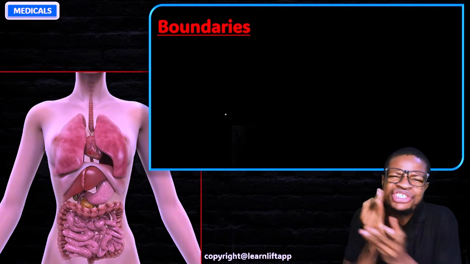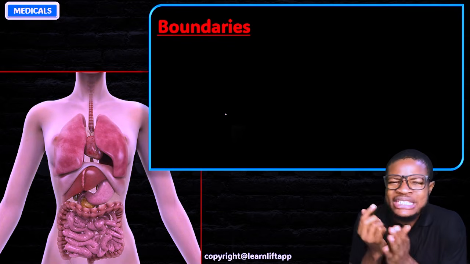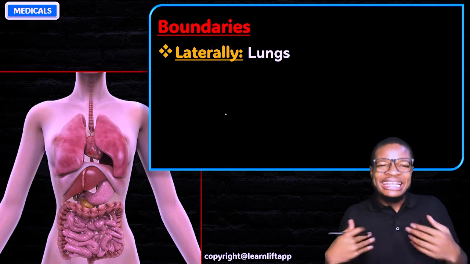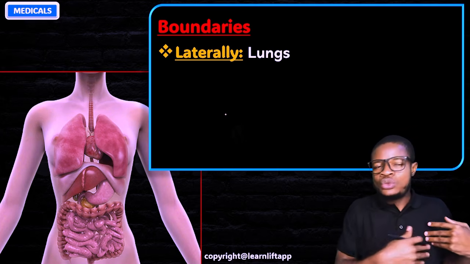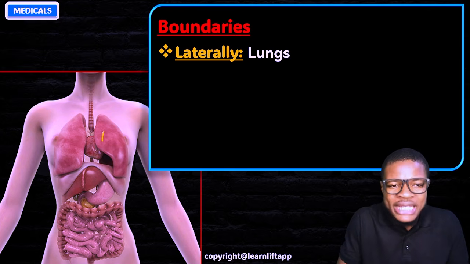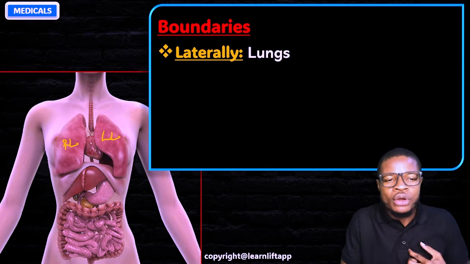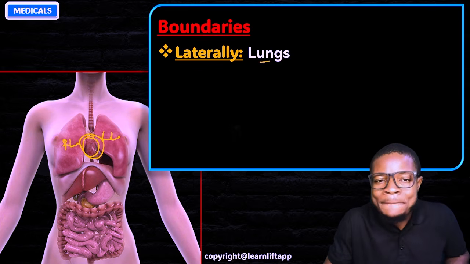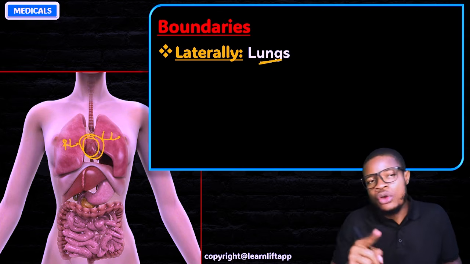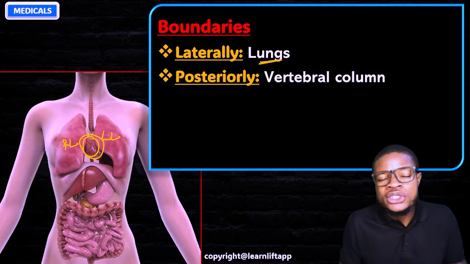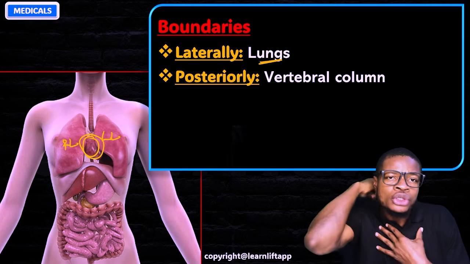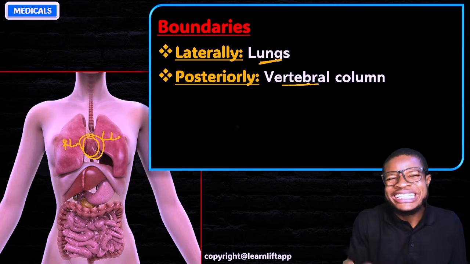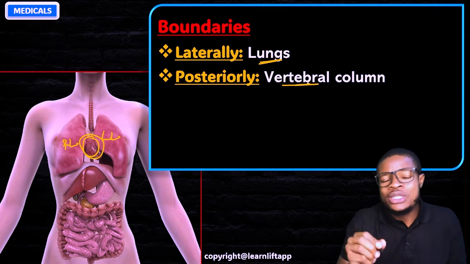What are the boundaries of the heart? If they ask you the boundaries of the heart, number one, laterally, that's side by side at the two sides. What do we have there? The lungs, right? So here is the left lung, here is the right lung, and here is the heart. So laterally, the heart is bounded by the right and the left lungs, respectively. The next thing is posteriorly, at the back. So posteriorly, what do we have there? It is the vertebral column. So posteriorly, the heart is bounded by the vertebral column.